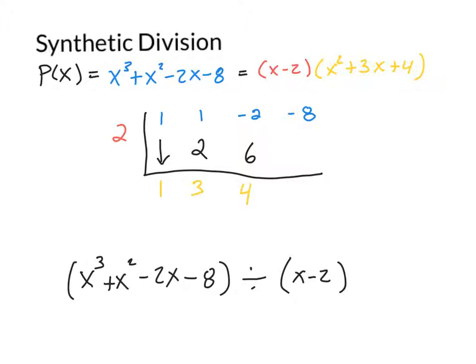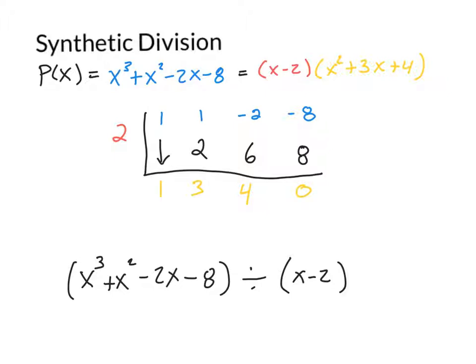And we do it one more time. So I'll go 2 times 4 is 8. So I come over here and I get an 8. And then negative 8 plus 8. So I do this way. Negative 8 plus 8 gives me 0. And then I'm done. Okay.